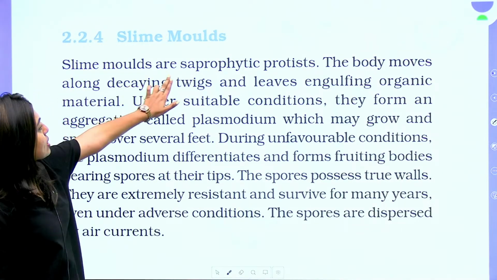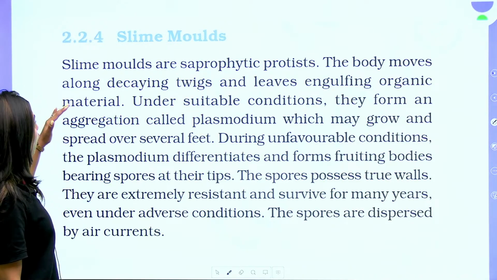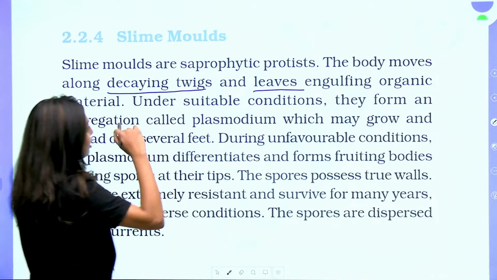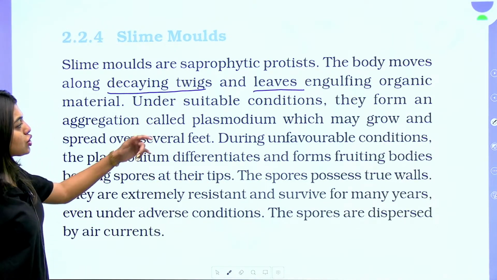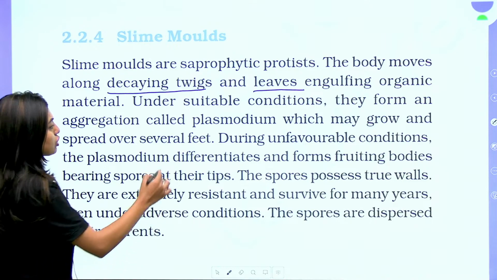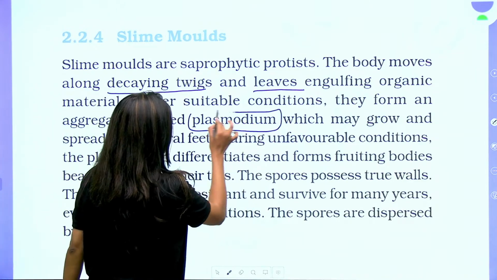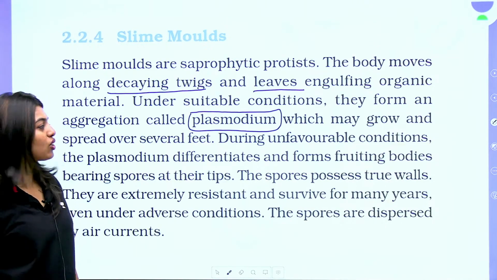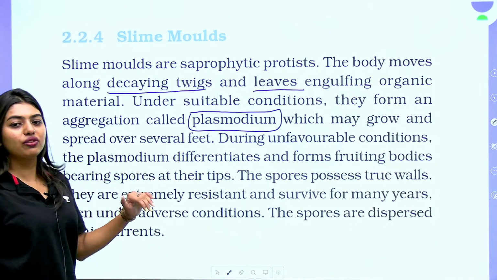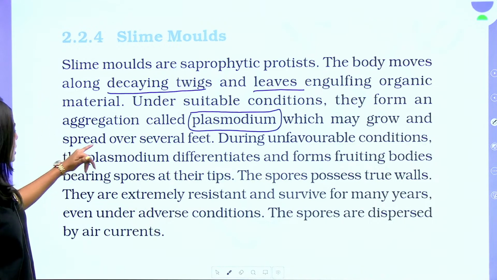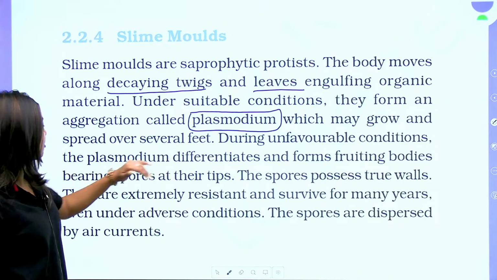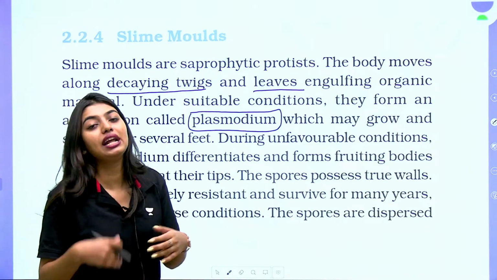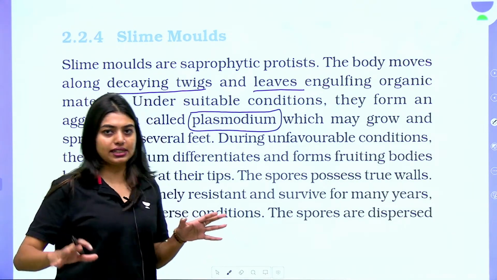Now, slime molds are saprophytic protists. The body moves along the decaying twigs and leaves, engulfing organic matter. So, under suitable condition, they form an aggregation called plasmodium, which may grow. What happens? They spread over several feet. During unfavorable condition, this plasmodium will differentiate and the spores will get released.